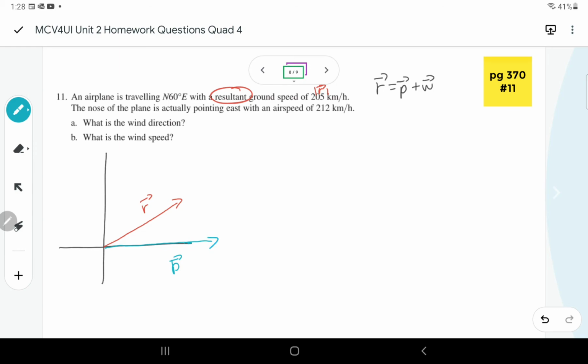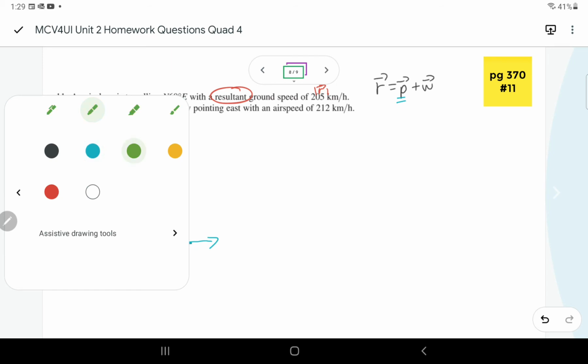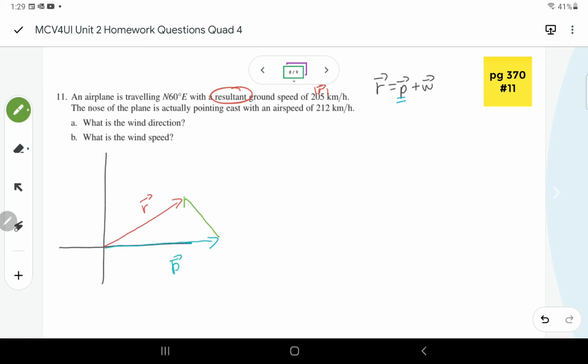So I know that I have to draw the plane plus the wind. Remember, we're adding vectors head to tail to figure that out. So working through this, I need to figure some stuff out. I know the magnitude of the plane and the magnitude of the resultant. I'm told that this is 60, so I know that the angle inside that triangle will be 30. If I'm looking for the magnitude, I'm going to find the wind speed first.